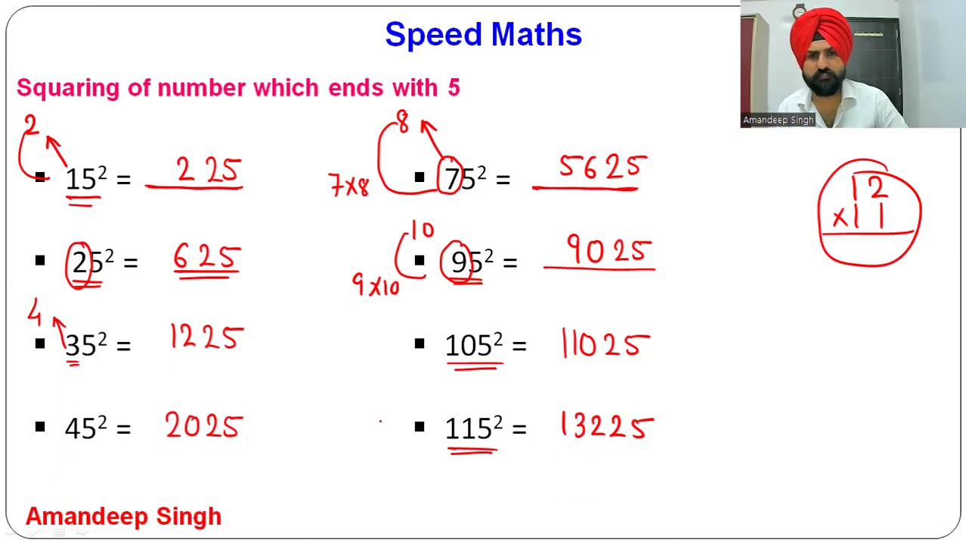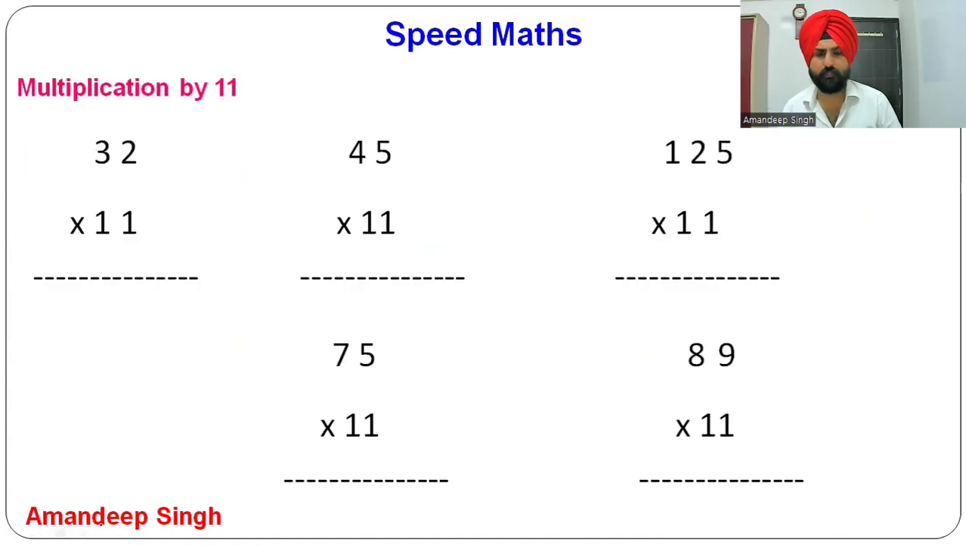So first of all, these are the squares of numbers which end with 5. Now let's understand how to quickly multiply any number with 11. The trick is very simple. If you have the number 32 and you want to multiply it with 11, don't do the earlier method you learned, that is one twos and one threes and so on. Do it smartly. Write 3 here and 2 here. You have to write the extreme numbers and then add these two numbers and write the sum in between.